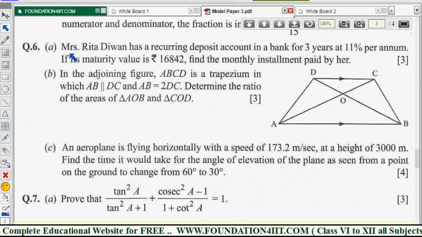In question 6, the first one is from the banking chapter. Rita Diwan has a recurring deposit account in a bank for 3 years at 11% per annum, so the rate of interest is 11. Its maturity value is 16,842, and we need to find the monthly installment paid by her. Monthly installment means the P value, the principal for every month. Let's take the given data and solve this problem.